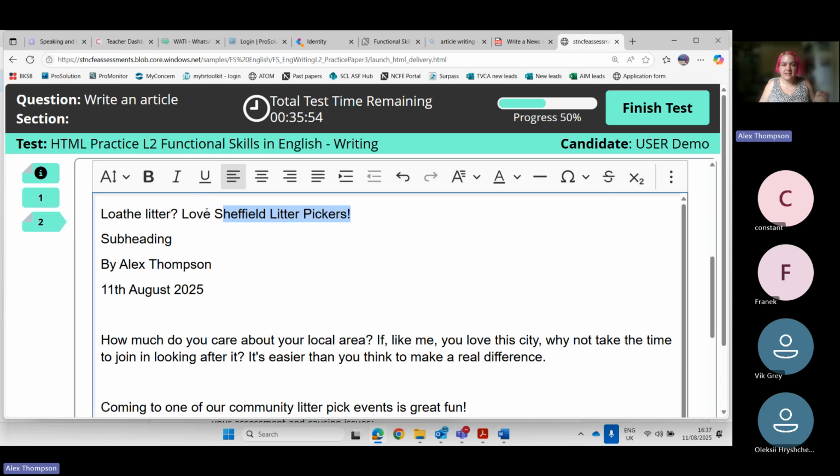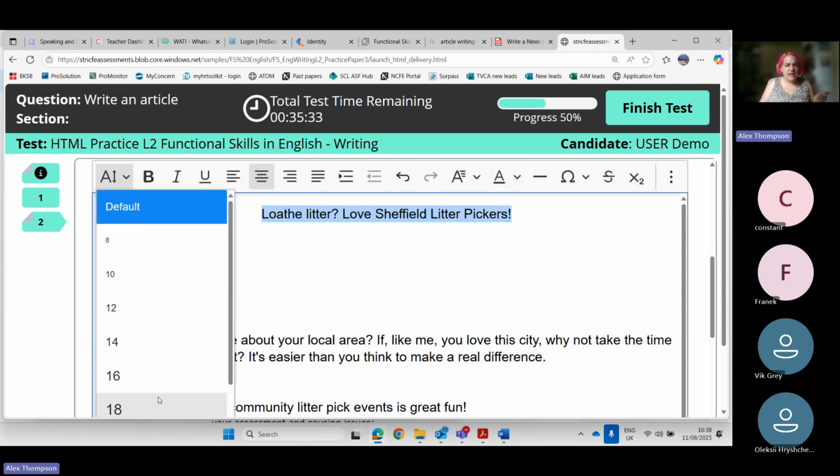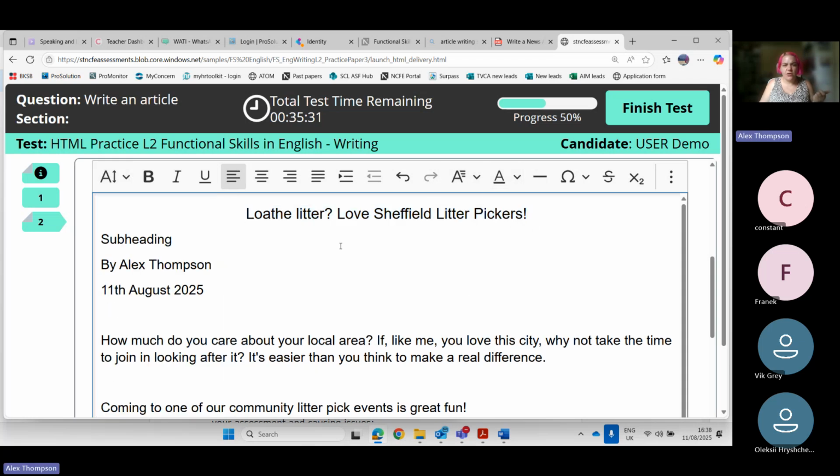So it's essentially a shortened question. Loathe means to hate, so do you hate litter? If so, you will love Sheffield litter pickers. So loathe litter, love Sheffield litter pickers. A headline ideally should be in a larger font than the rest of the text, but as long as we include one, that's the most important thing.